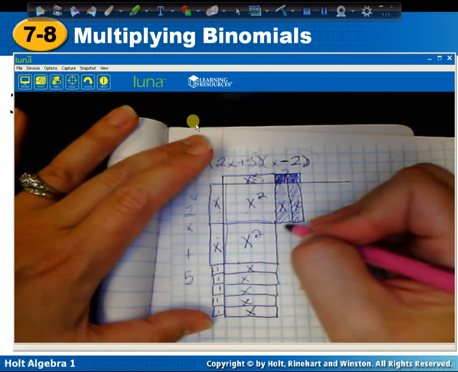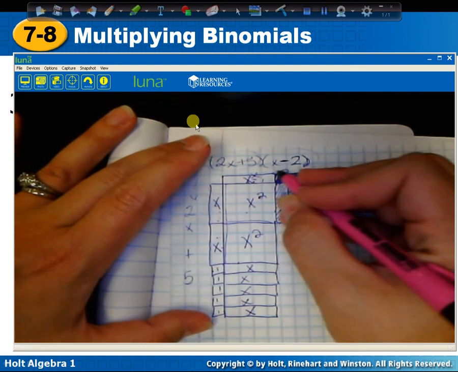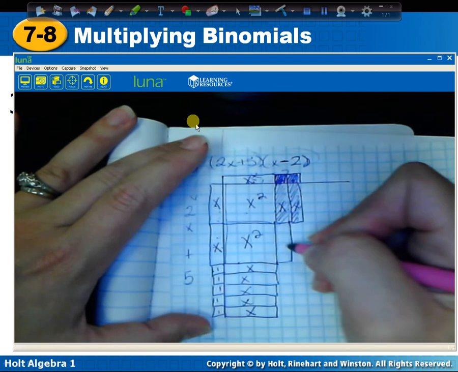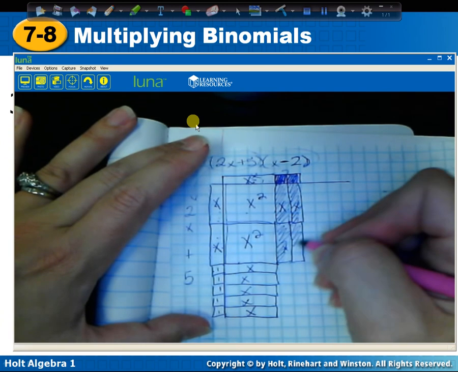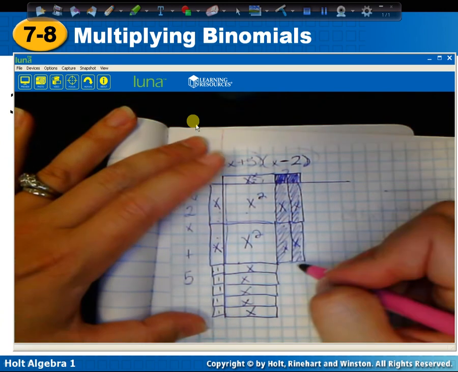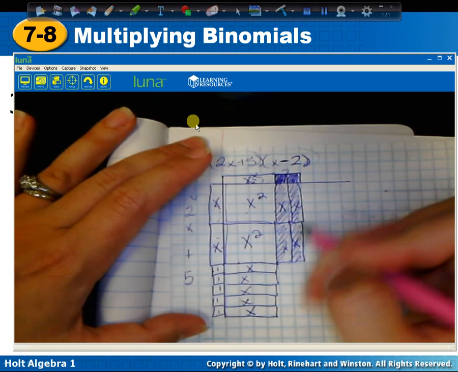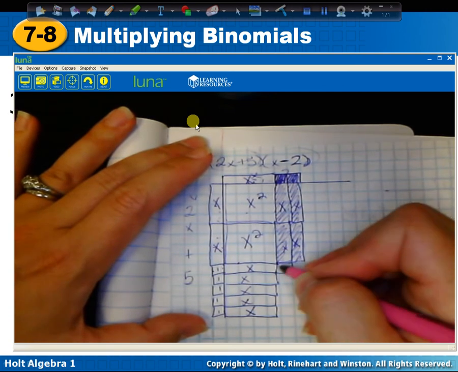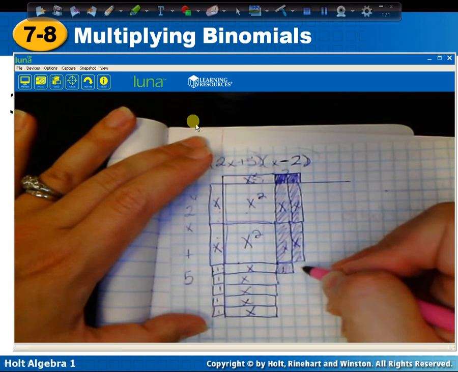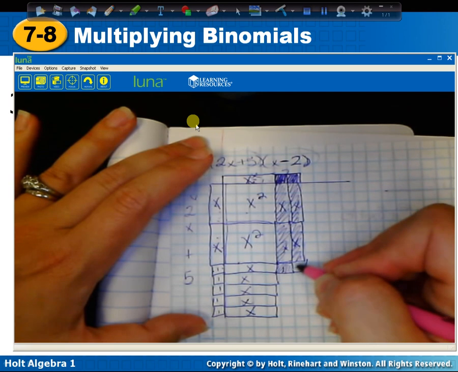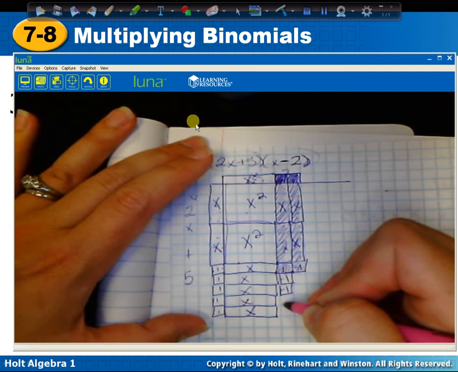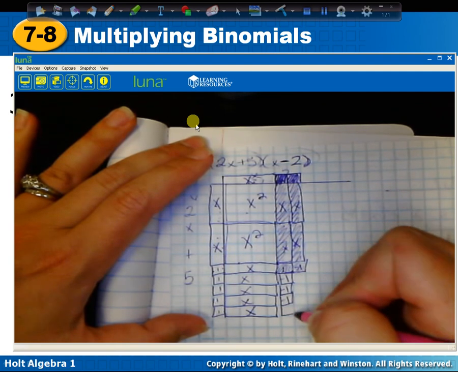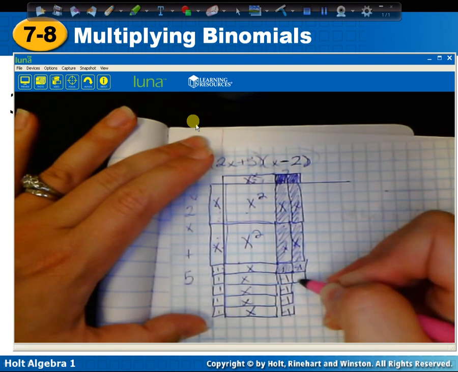Here I have another long side and another short side. -1 times x, -x. -1 times x, -x. Here I have a short side and a short side. I have -1 times +1. -1 times +1 is -1. -1 times +1 is -1. -1 times +1, -1. -1, -1. And then over here as well.